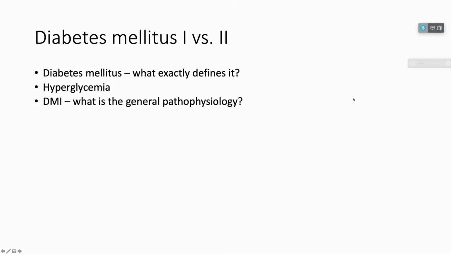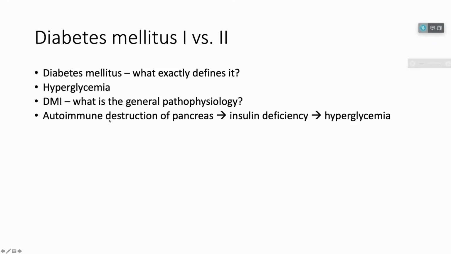Okay, so for diabetes type 1, Catherine, what is the general pathophysiology, just generally speaking? I guess a decrease in insulin causing an increase in glucose. Perfect, exactly. It's usually autoimmune destruction of the pancreas, which leads to a relative insulin deficiency, which leads to too much blood sugar.